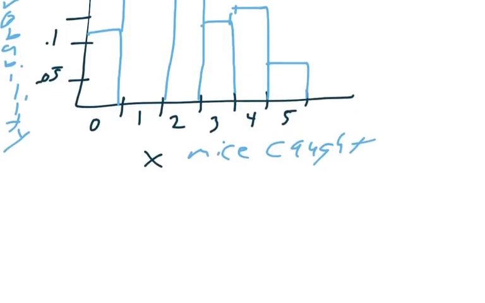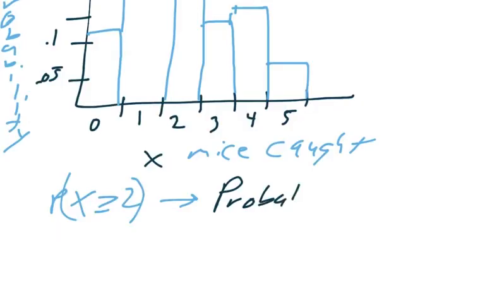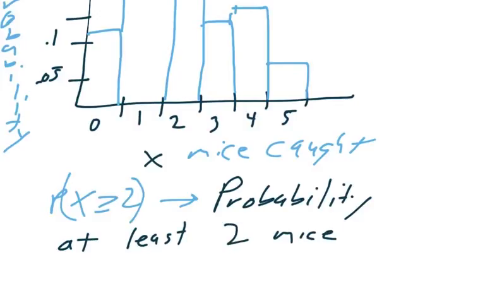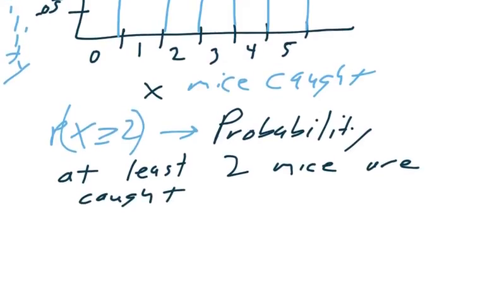For 1B, probability that X is bigger than or equal to 2 means at least 2 mice are caught. And there's 2 ways to do it. The easiest one is probably just take 1 minus 0.12 minus 0.2 to give us an answer of 0.68.